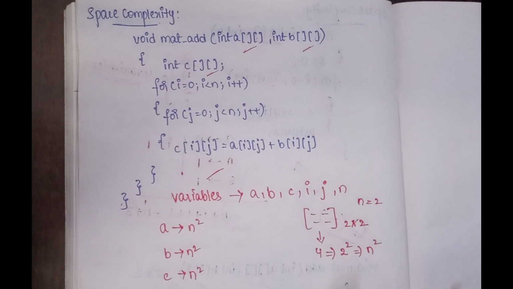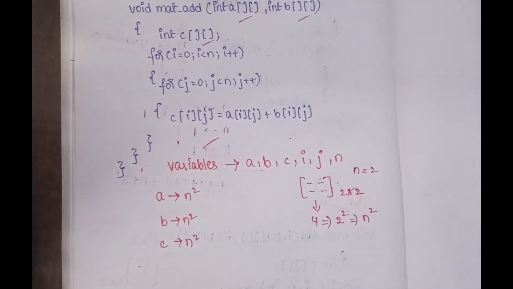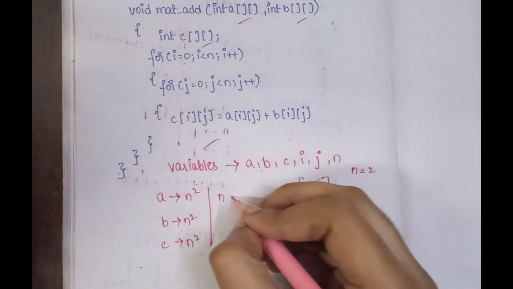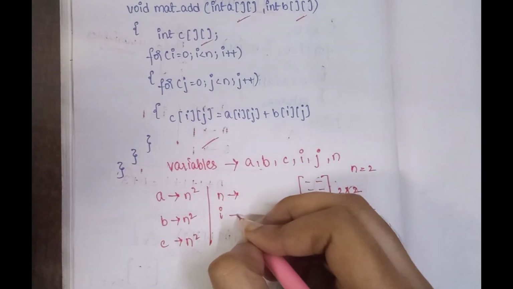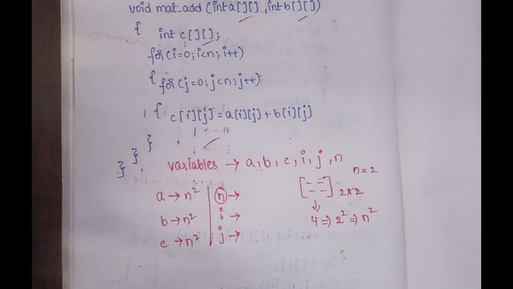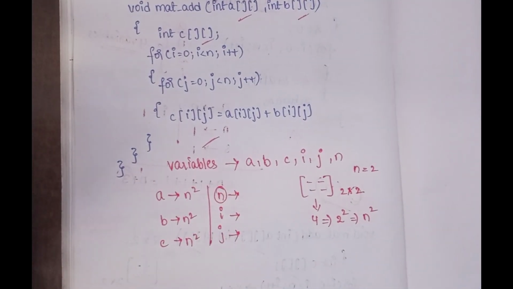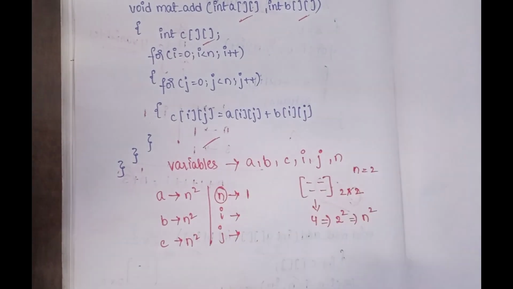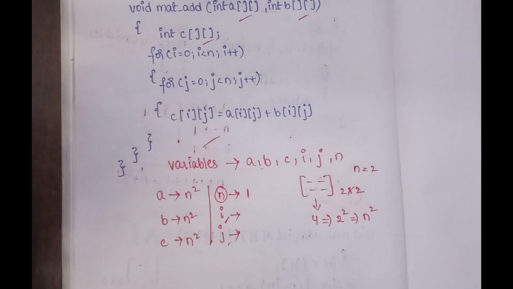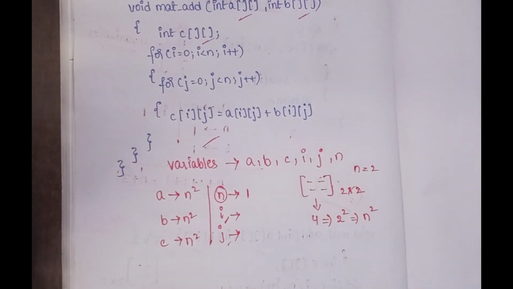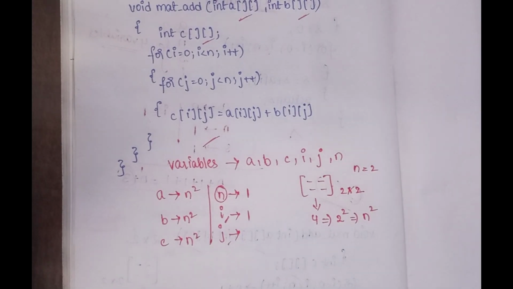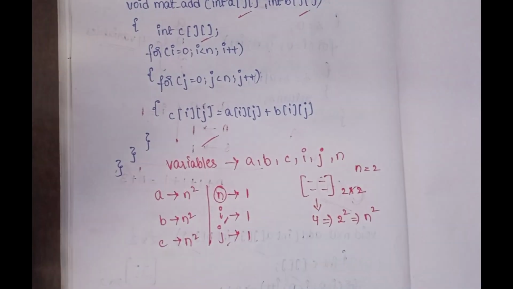So the ABC part is done. Now for my n value, suppose I am considering my n value, I, J. So what will happen here? For my n, I can only assign one value. So it takes only one amount of space. And the same with I and J. For I also, I can only give 1 value. I cannot give 2 or 3 values at once, so I can take only one amount of space. So the same goes with J.